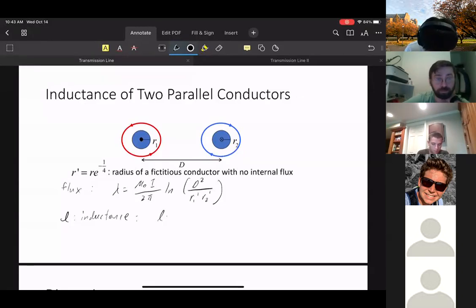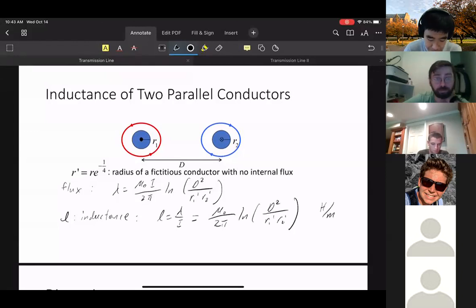This is L, which is lambda over I. The material in between them, the free space or air, log of the distance divided by this, R1 prime, R2 prime, has a unit of Henry per meter. And R prime is this scaled value of how big the wires are. This is just our inductance.